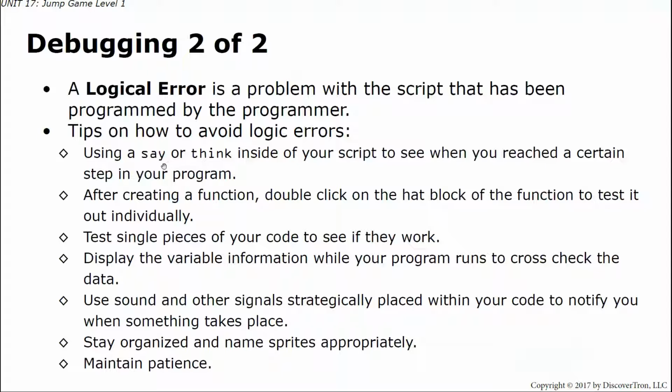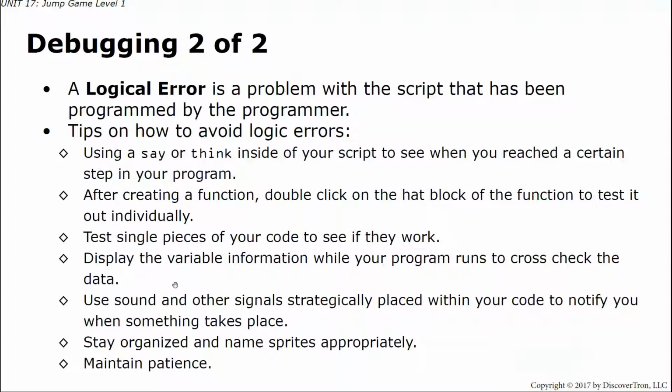One strategy with Scratch is use the say or think blocks inside your script. You saw that when we did the Micro Eraser GT level 1. We used those blocks to help us find logical errors when the sprite was turning. Okay. After creating a function, you can also double click on the hat block of the function to test it out individually. That's a good way to see if it actually works. Now, if it's code dependent on other items in the program, you got to keep that in mind. Again, test single pieces of your code to see if they work.